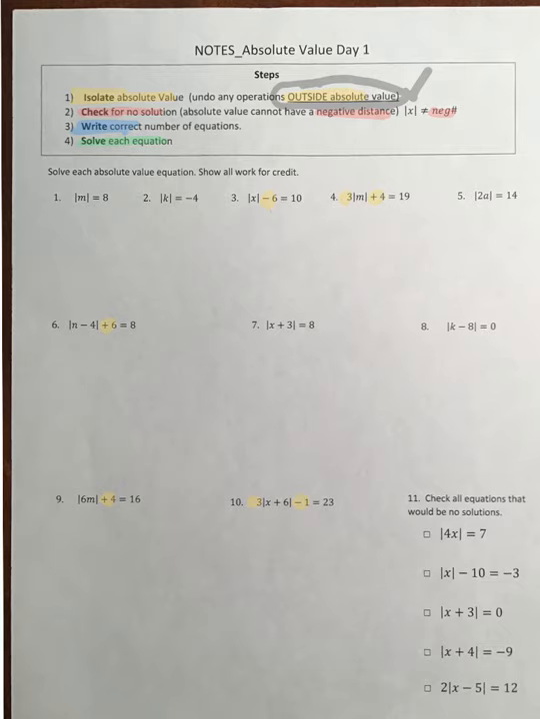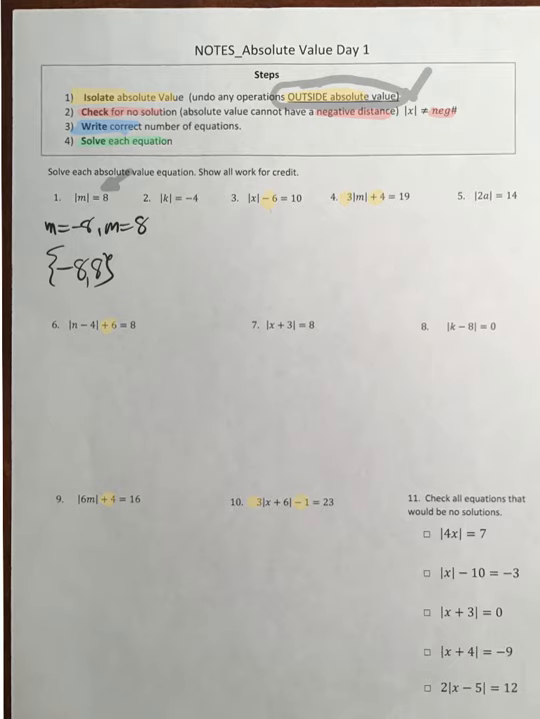So in problem number 1, it's already isolated. So isn't that just asking us for what number is 8 units from 0? So couldn't m be standing at negative 8? And couldn't you be standing at positive 8 to be 8 units from 0? And then we're going to use set notation.